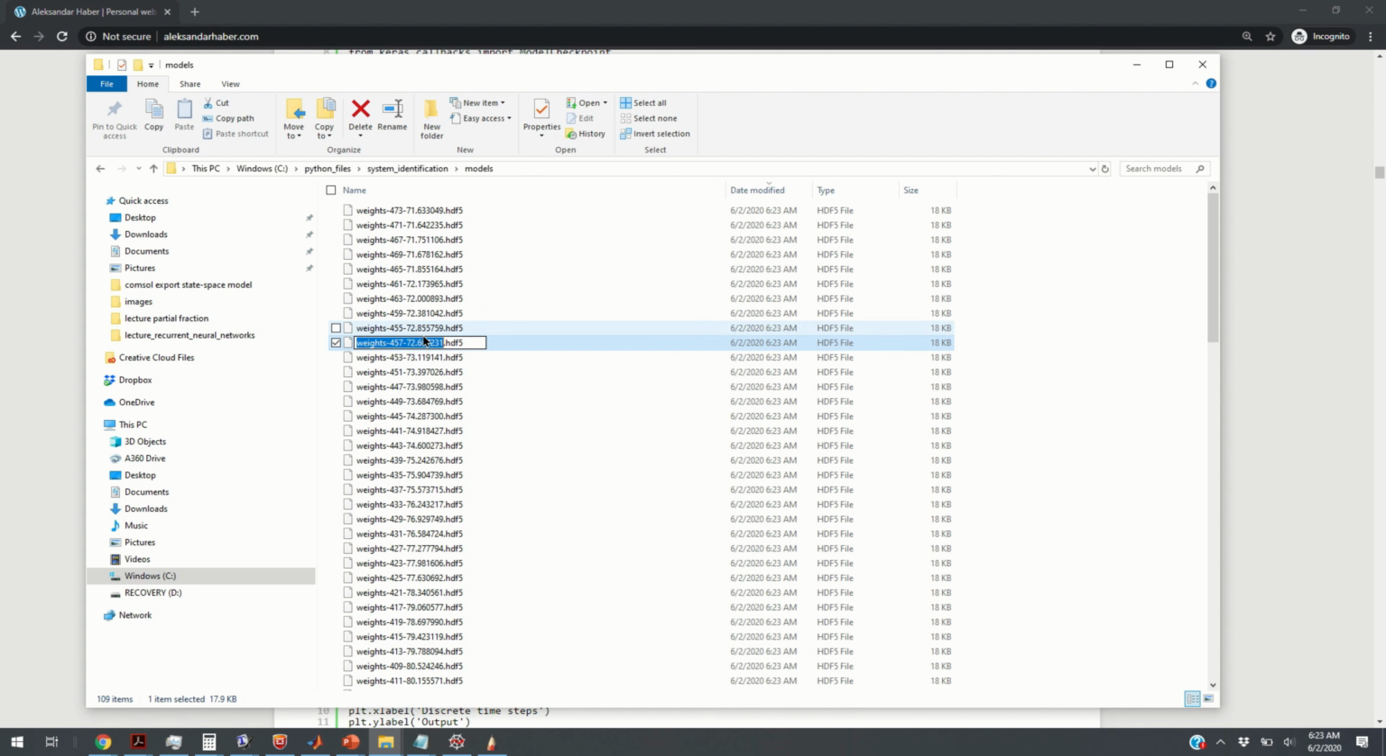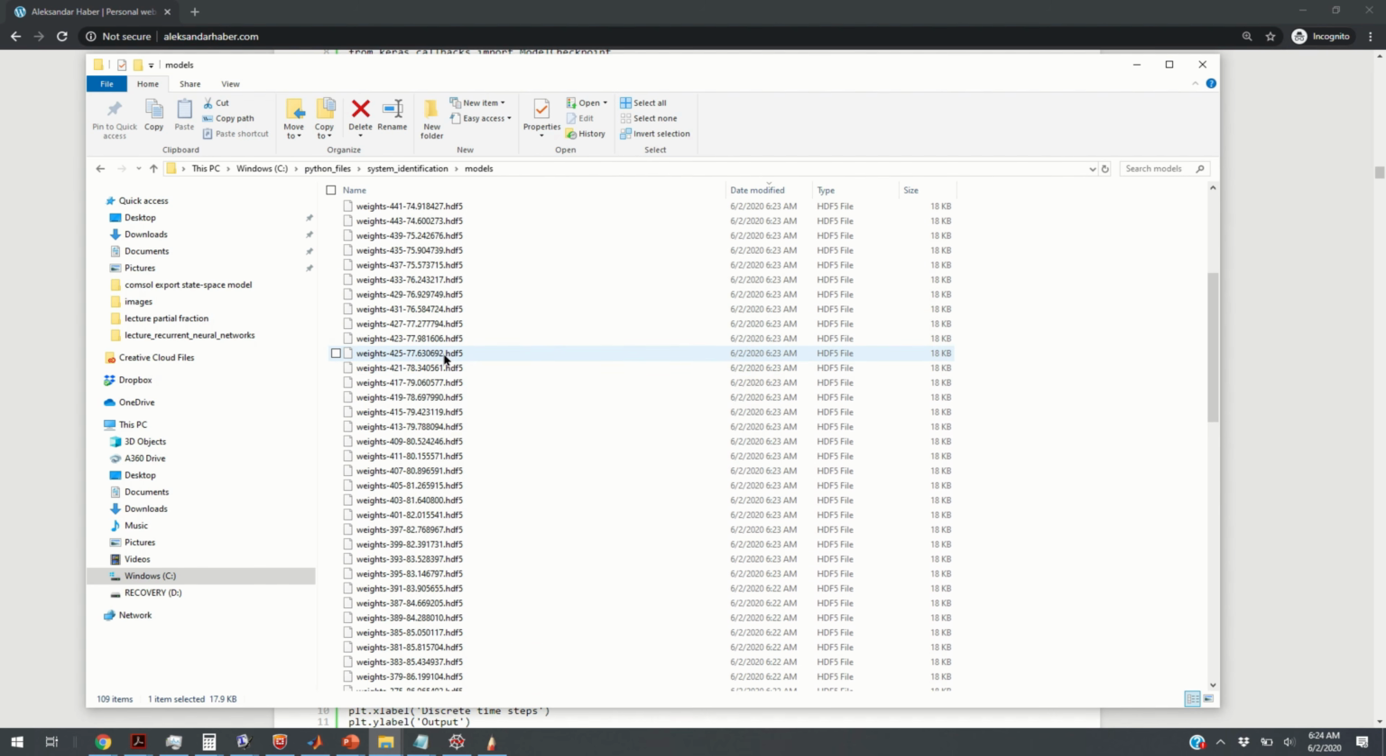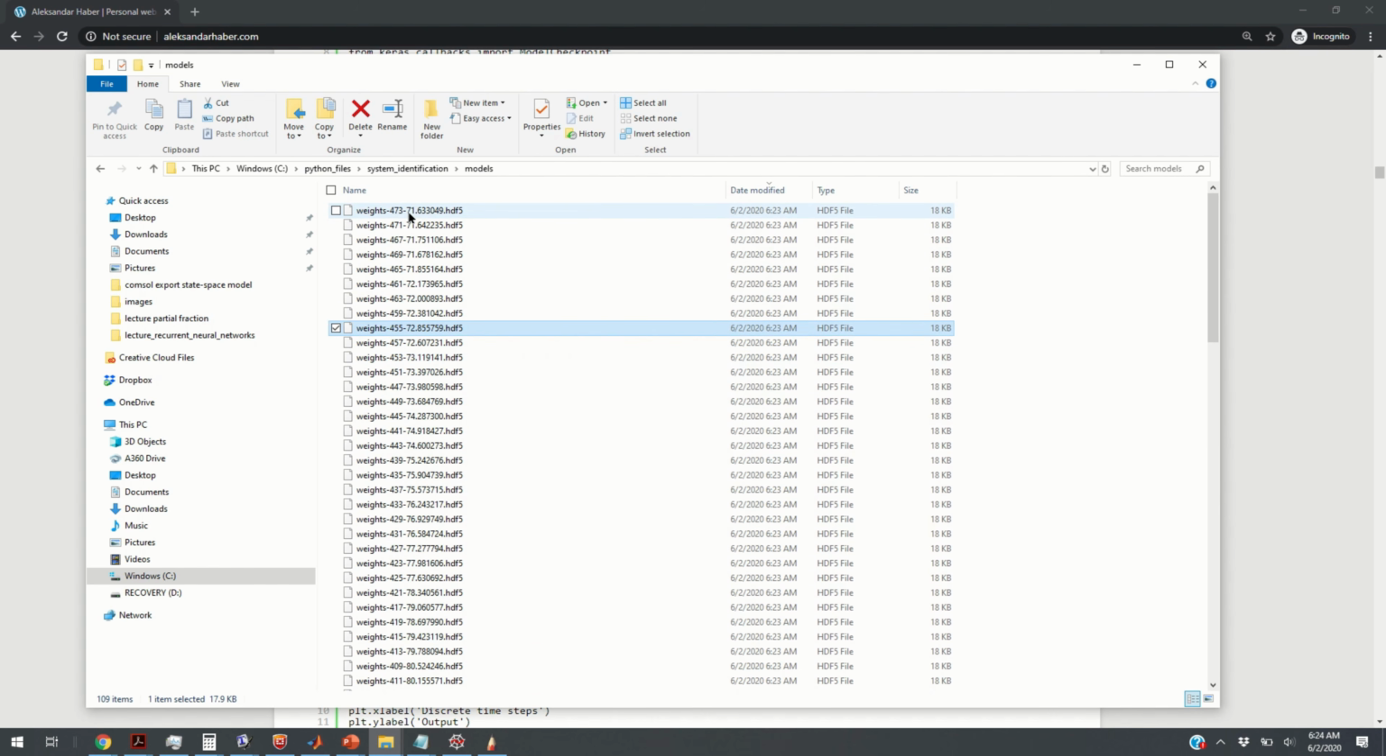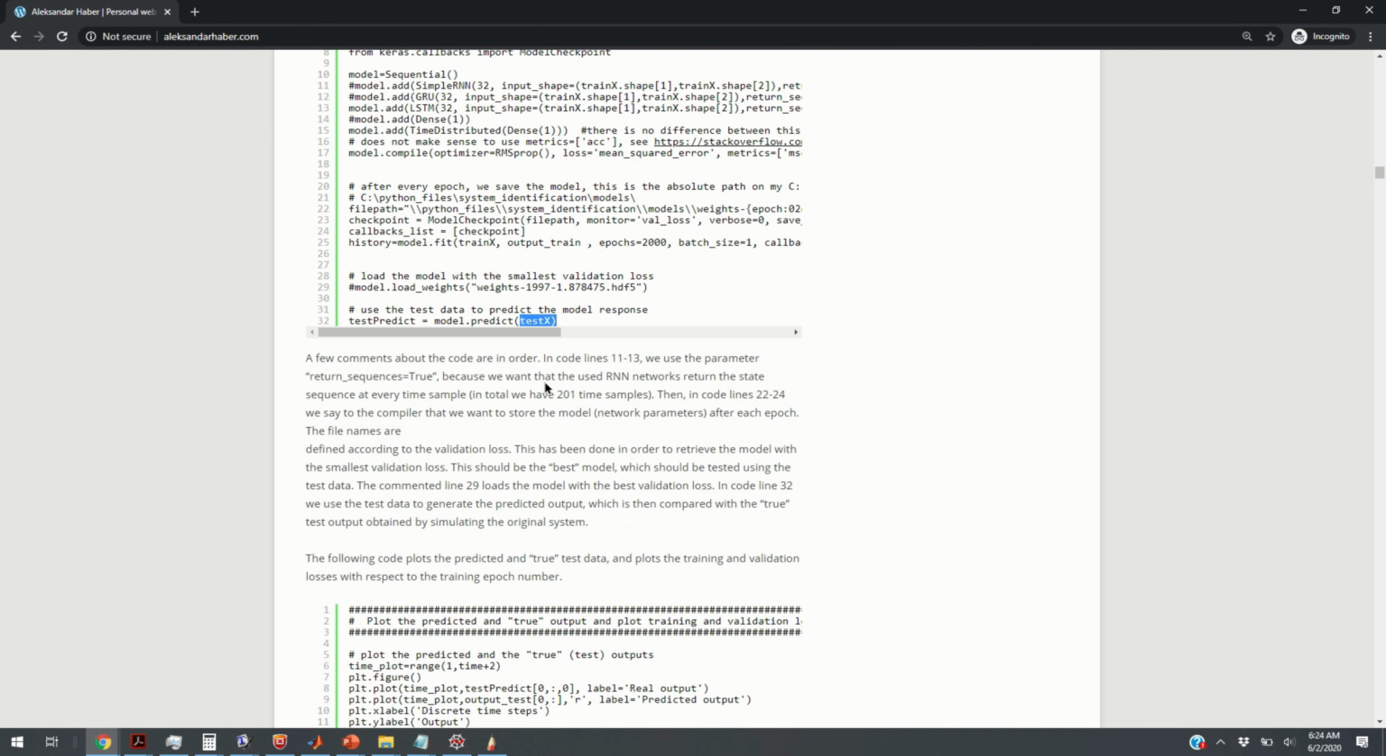this number, 72.607, etc., is basically the validation loss. So I will at the end select the model that has the smallest number. For example, in this case, this model will be 71.633, etc. So you can see how this is being updated. These are the saved models. So I'm going to have 4,000 models that will be saved.